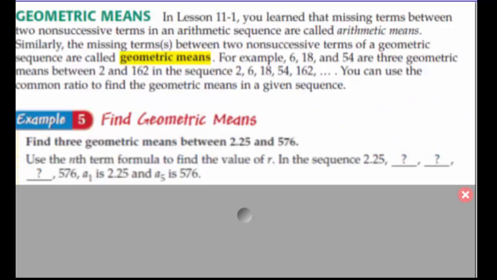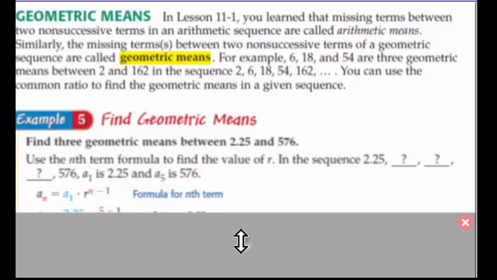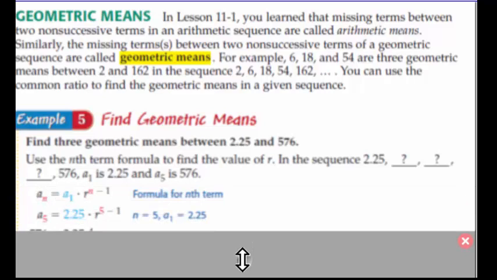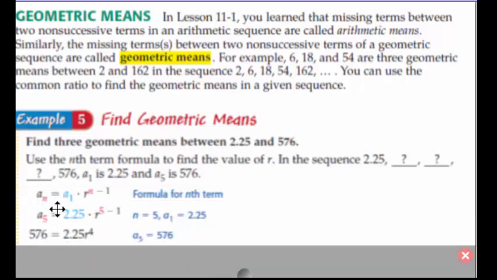Alright, so the last type of problem is doing the geometric mean, so finding the missing terms. So these are a little bit more challenging than finding the arithmetic means. So notice our first term here is 2.25, and then our fifth term here is 576. So what we're going to do is just plug in everything we know.